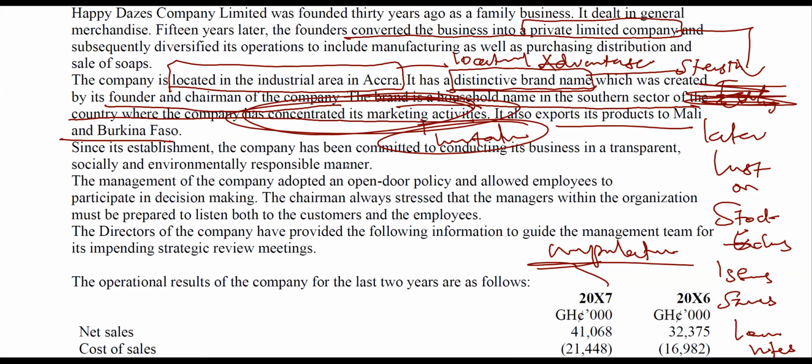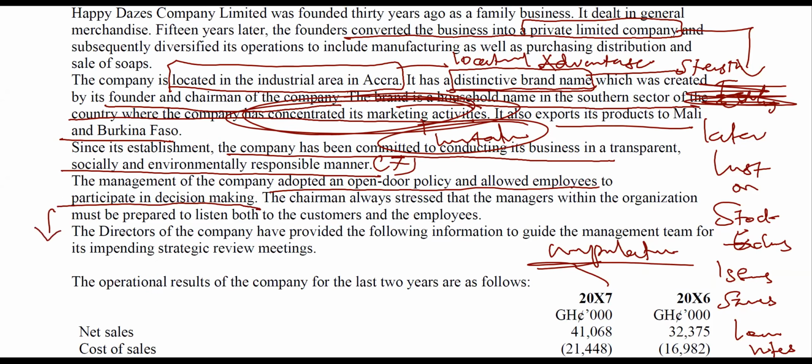The southern sector. Since its establishment, the company has been committed to conducting its business in a transparent, socially and environmentally responsible manner, which is a plus because people love companies who do social responsibility. It adopted an open door policy and allowed employees to participate in decision making. This will allow us to check any resistance to change.